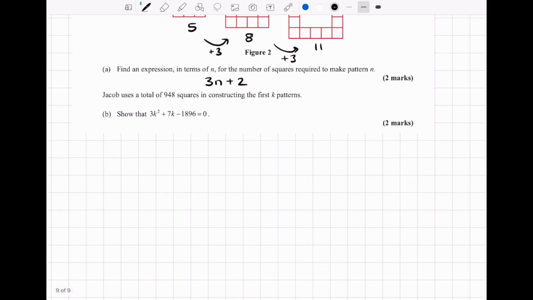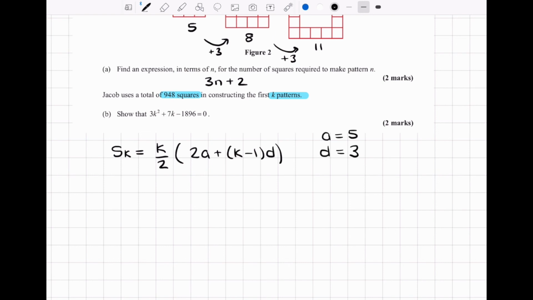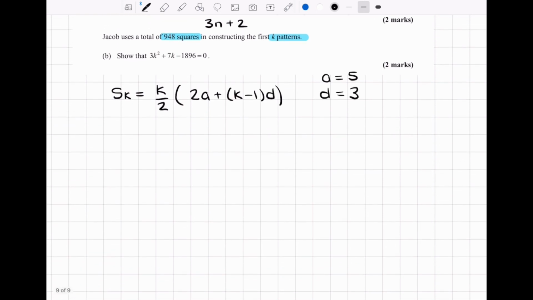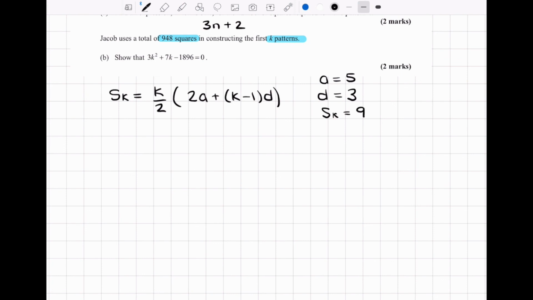For the next one, more of an A-level question. We have 948 squares used in the first k patterns. So that was my sum of k patterns. So we know a formula for the sum of n terms of an arithmetic sequence. We know that the first term here was 5 and the difference between each one was 3. We know that the total sum here is 948.